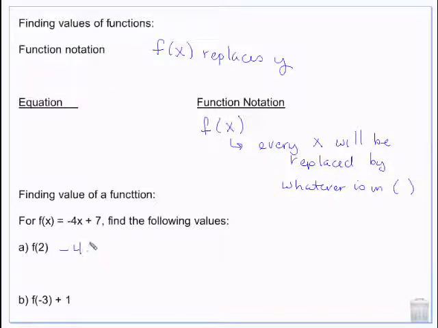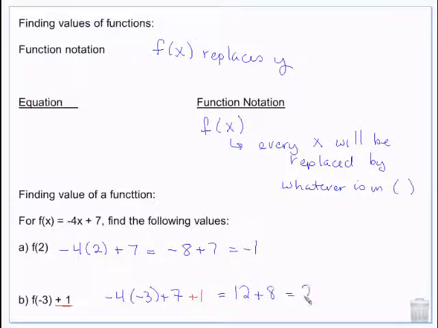So instead of 4x, it's negative 4 times 2 plus 7, which would be negative 8 plus 7, which gave us the negative 1. And here, instead of x, it's going to be negative 3. And we've got this plus 1 that gets tacked on to the end. So it's going to be negative 4 times negative 3 plus 7. And then we tack on that plus 1 that just hung out over here. So that's going to give me 12 plus 8, which will be 20.